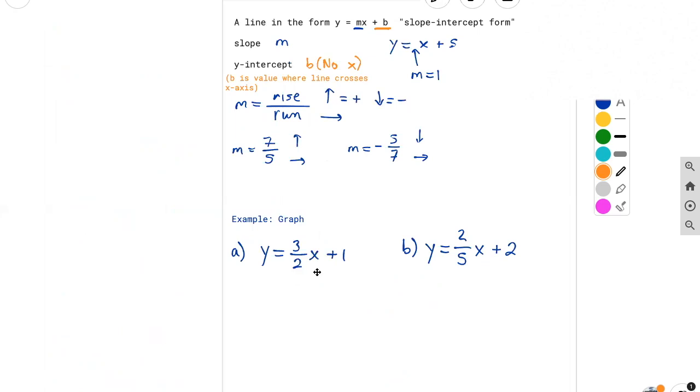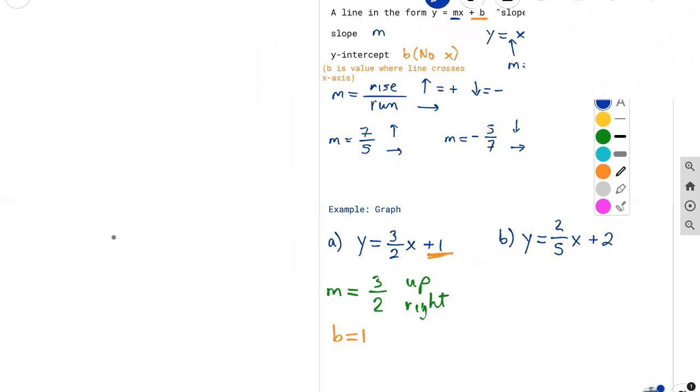So by looking at this line here, I have a slope value of 3 over 2. This is going to tell me it's a positive slope, that I'm going to go up 3, and I'm going to go to the right 2 from my y-intercept point. And my y-intercept point, as you can see it, it's a 1. There's a number without an x. So when I graph this, here's what I do.